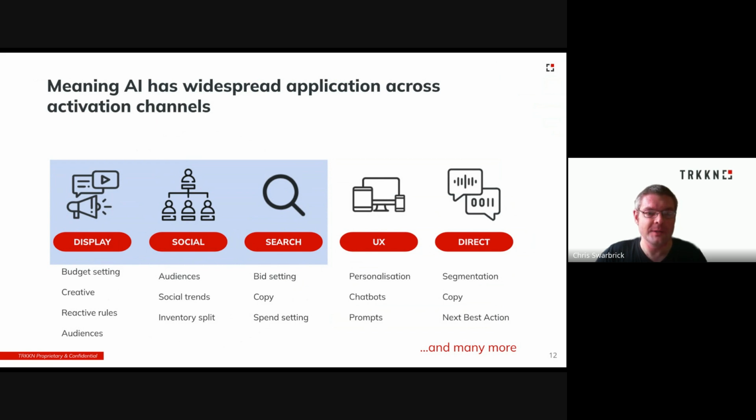The breadth of capability means that AI can play a role, indeed multiple roles, across different activation channels. Within a channel, it can undertake tasks such as audience segmentation and selection, as well as bid optimization to achieve desired metrics. But it can also support across channels, for example, optimizing your budget split. On screen, you can see a number of examples of how AI can be, or often already is, being applied to each of those channels.